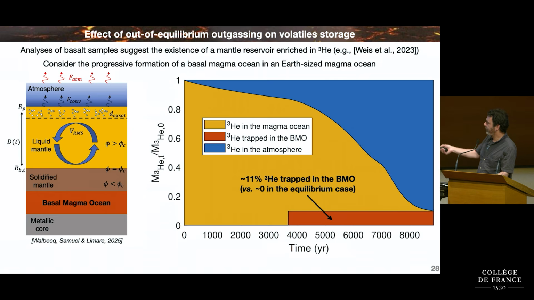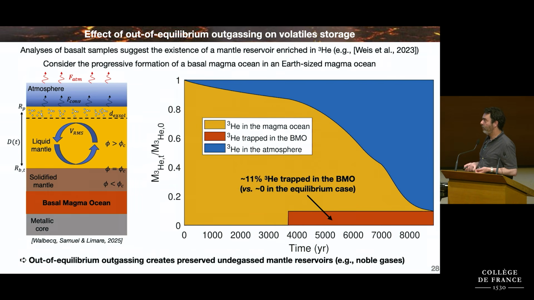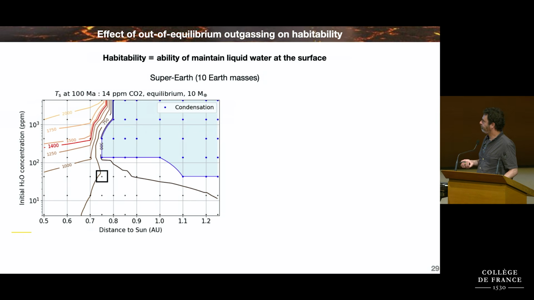At some point, the magma ocean is cold enough to start to solidify somewhere in the middle. So you form this basal magma ocean. And you can store about 10% of the initial helium-3 in this basal magma ocean. And this is a lot, because if you were to do the same exercise for a case where you have equilibrium or instantaneous outgassing, you would basically store nothing. Okay, so this shows that out-of-equilibrium outgassing can create and preserve undegassed mantle reservoirs in a way that you could not if you don't consider out-of-equilibrium outgassing.